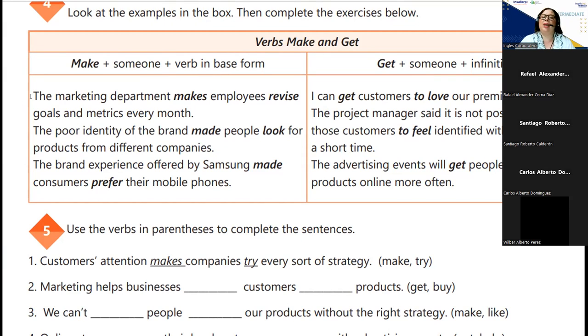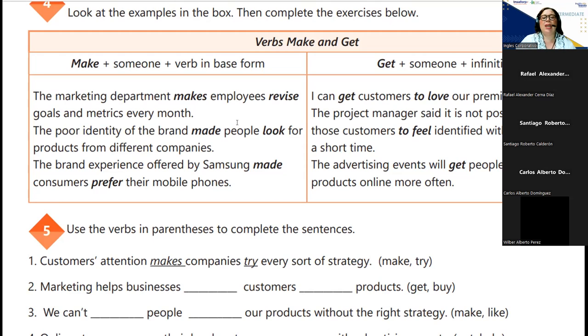All right, so it will be: the marketing department makes employees revise goals and metrics every month. Okay. The next one. Who wants to read the next one? The poor identity of the brand made people look for products from different companies. Okay, the poor identity. Yeah? Identity, sorry. No problem. The poor identity of the brand made, right?